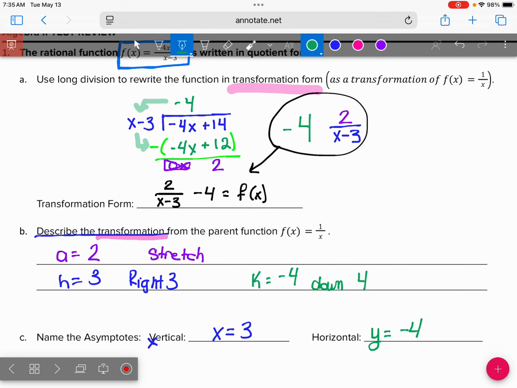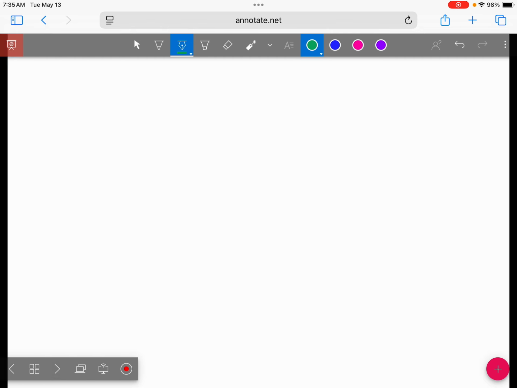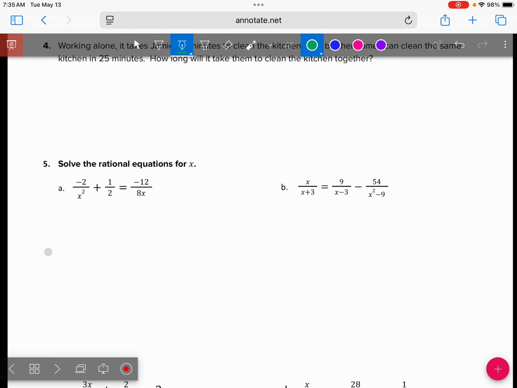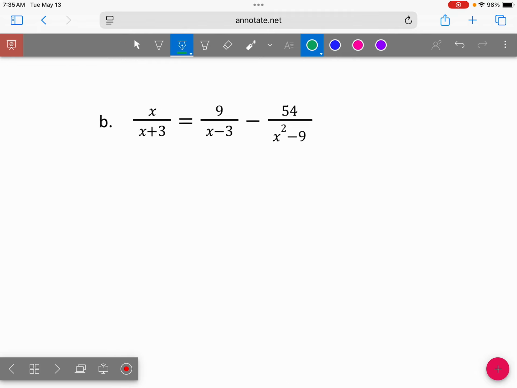Questions on that one? What else would you guys like to look at? You guys get to drive this ship. Number 5. Solving. Yeah, that's a good one. Let's do B. I'll try B.